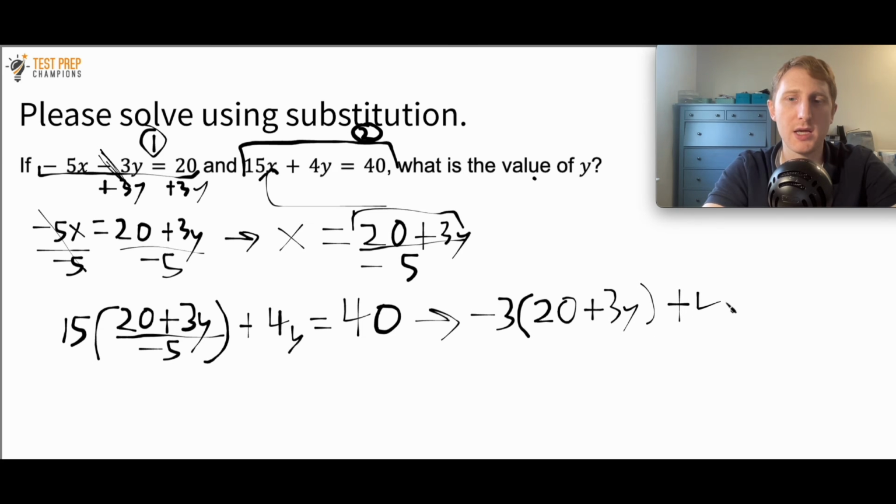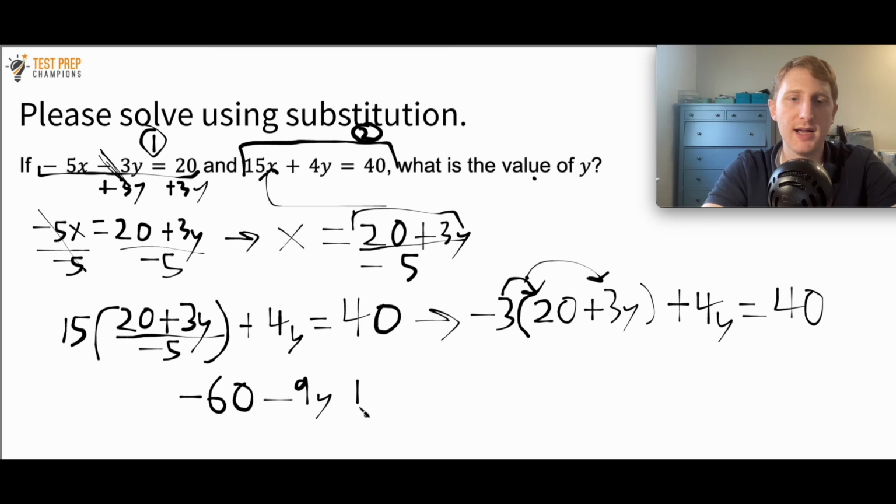plus 4y equals 40. Now, for teaching purposes, I'm taking the time to write out each step here. When you do your work on your own for the real test, it's up to you to decide if you want to write out every step or not. But what I'm going to do now is distribute this negative 3, and I have to keep this negative sign in mind here. So negative 3 times 20 is negative 60. And negative 3 times positive 3y is negative 9y. And then I still have this plus 4y equals 40.